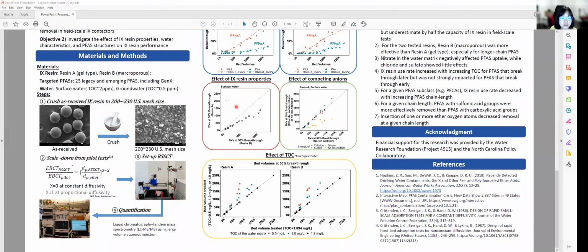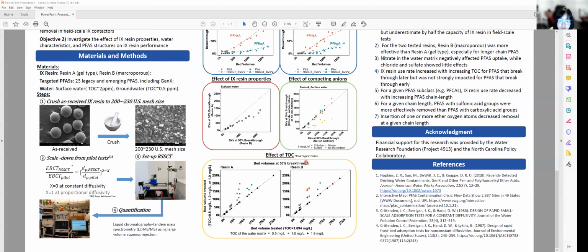Besides that, we also investigated the effects of IX properties and the competing ions and water quality on IX performance. For the two tested ion exchange resins, resin B, which is macroporous, was more effective than resin A, which is gel type. And then the nitrate in the water matrix negatively affected PFAS uptake, while chloride and sulfate showed little effects.